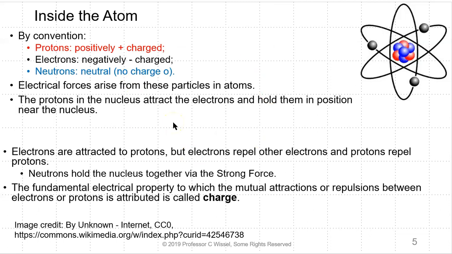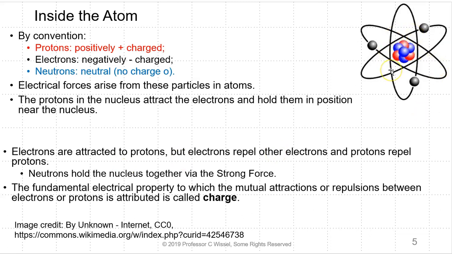Now, inside the atom itself, by convention, protons are positively charged, electrons are negatively charged, and neutrons are neutral. That means they have a charge of 0. Electrical forces arise from these particles in atoms. The protons in the nucleus attract the electrons and hold them in position near the nucleus. So the electrons are attracted to protons, but electrons repel each other, and protons also repel protons.